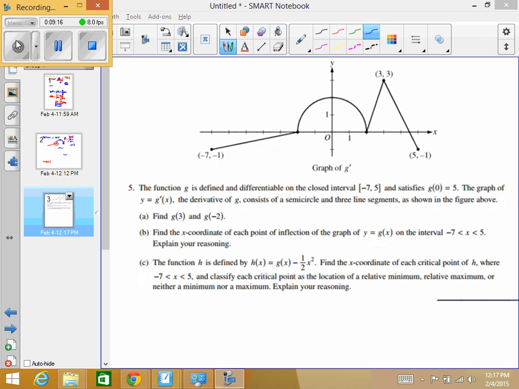Part C. In my professional opinion, of these 4 points, 3 were very hard to get for a lot of people. I'm guessing that's where a lot of the issues came from for this low average nationwide. It says we've got this function h of x equals g of x minus 1/2 x squared. It says find the x-coordinate of each critical point of h. Right then, you should stop and think, where do critical points happen? They happen when a function's derivative is 0 or undefined.